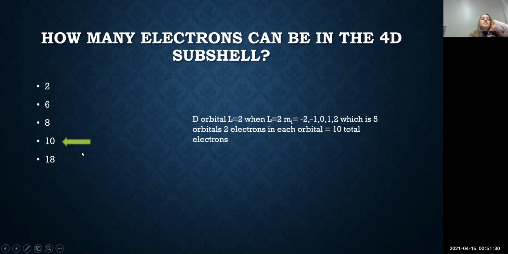Okay, so this is going to be 10, because in the D orbital we have L equals 2, because of the letter D, and when L equals 2, our M sub L is going to be -L to positive L, so -2, -1, 0, 1, and 2. So that's 5 orbitals, and then there's 2 electrons in each orbital, so 2 times 5 is 10 total electrons.